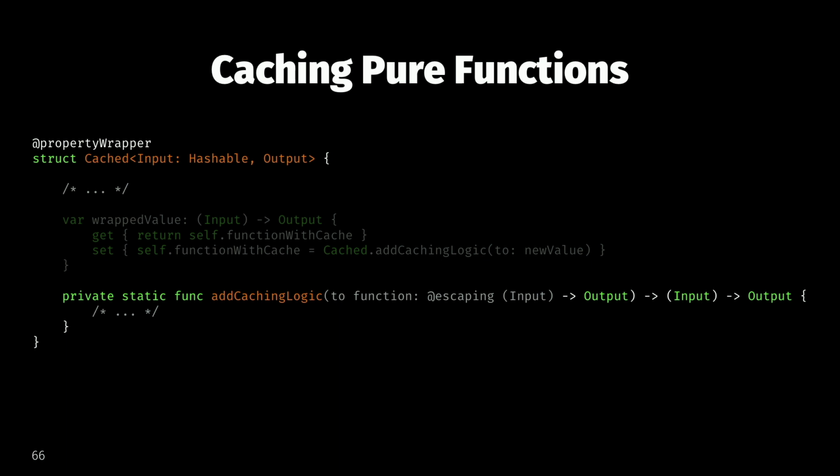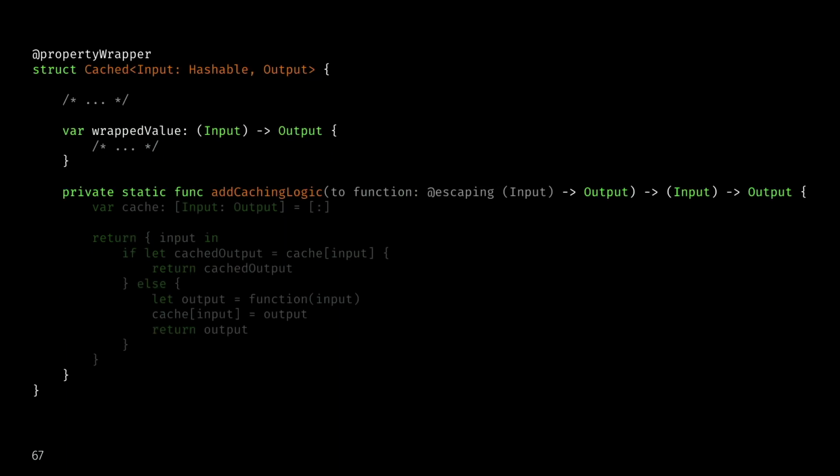So let's take a look at it. It's called the addCachingLogic function, and it takes an argument, a function from Input to Output, and it returns a function from Input to Output. Inside this function, we are declaring a local variable. It's a cache. It's a dictionary with Input as a key and Output as the value. And we init it with an empty dictionary. Then we said we need to return a function from Input to Output. So OK, let's return a function from Input to Output.